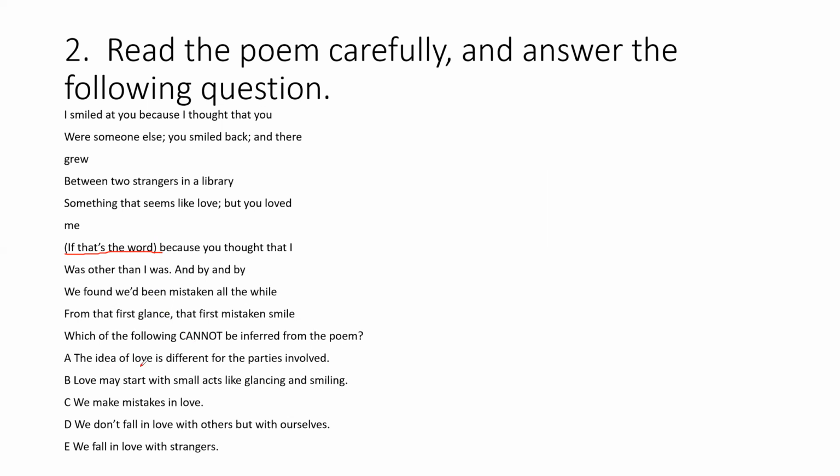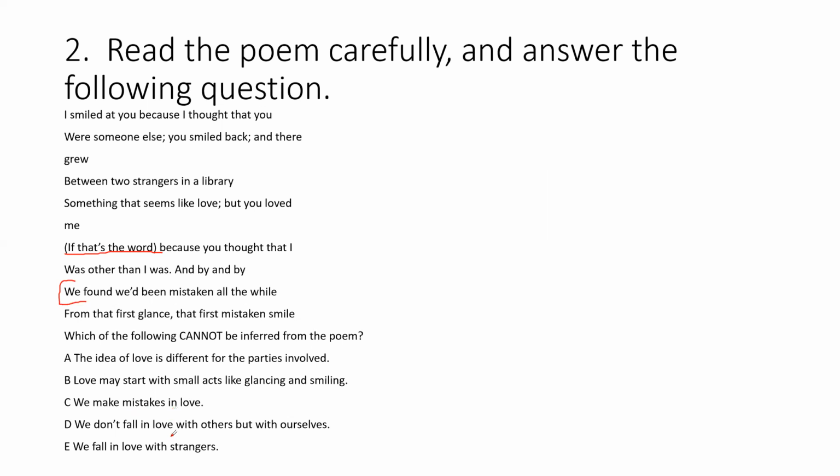Option B, love may start with small acts like glancing and smiling. That we can infer from the first part of the poem, where the author says, I smiled at you because I thought that you were someone else, and you smiled back. So it's like starting with glances, smiling, and he believes that the love has started. Option C, we make mistakes in love. This is very evidently given in the second part of the poem, where it says, we found we had been mistaken all the while from that first glance, that first mistaken smile. So we make mistakes in love. That's evidently given to us.